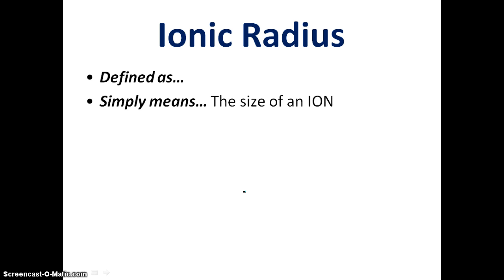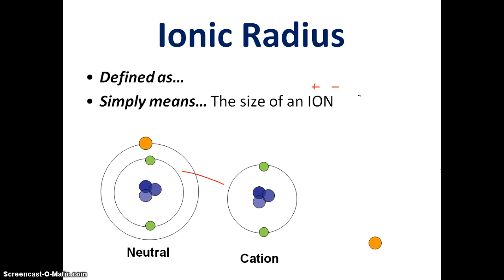When it comes to ionic radius, again, we're dealing with the size of an atom. There's no textbook definition here for you, but simply put, it's the size of an ion. And an ion, again, we said was a positively charged atom or a negatively charged atom. Well, this group 1 atom here has the 1 valence electron that it wants to lose.